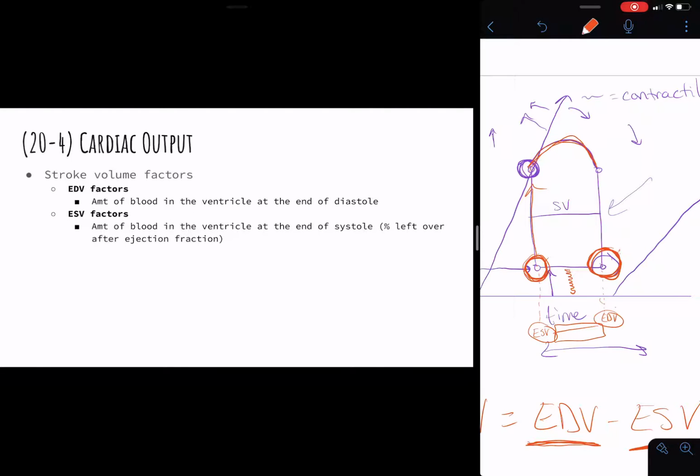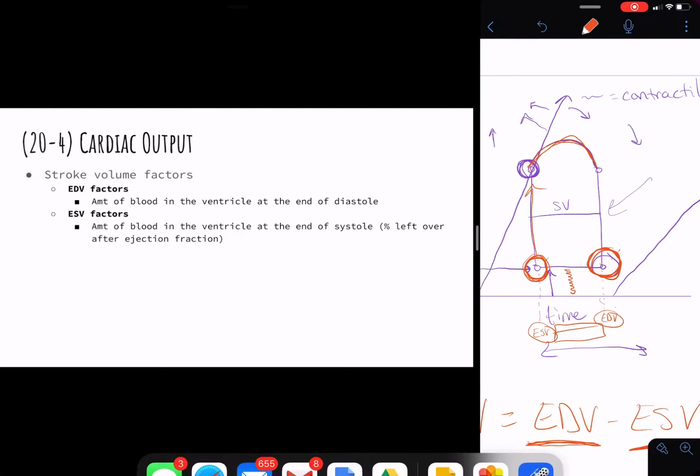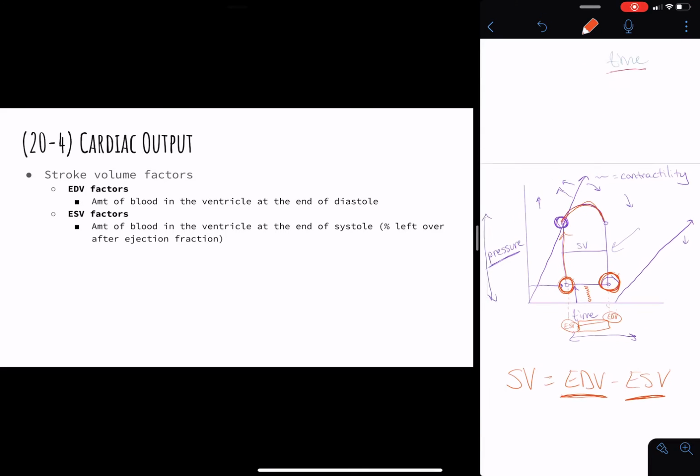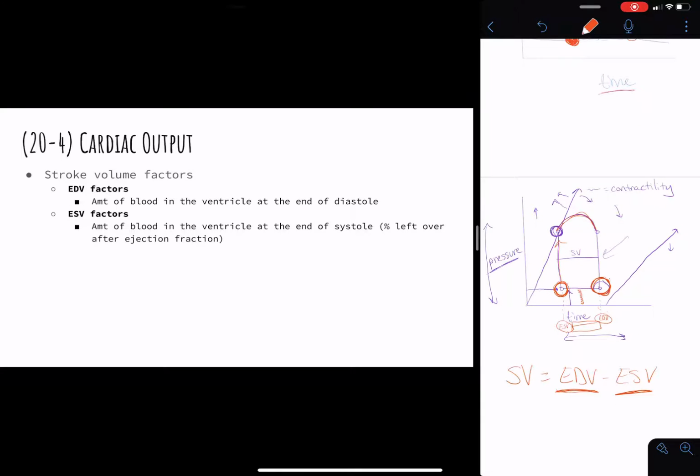Okay, so now let's talk about stroke volume, right? So cardiac output equals heart rate times stroke volume. So we talked about factors that affect heart rate. Let's talk about factors that affect stroke volume. And whenever we talk about stroke volume, remember stroke volume is this equation, EDV minus ESV. So we can talk about separate factors that affect both of these. So let's start with factors that affect EDV.